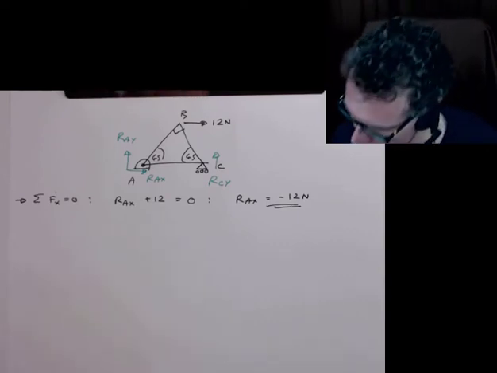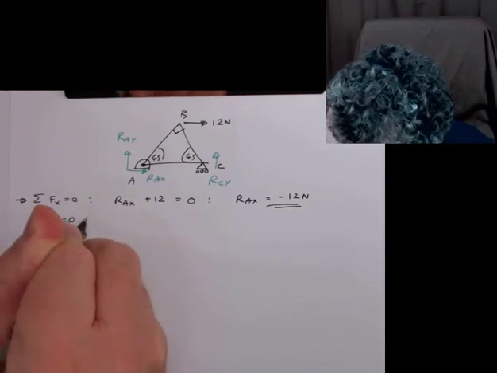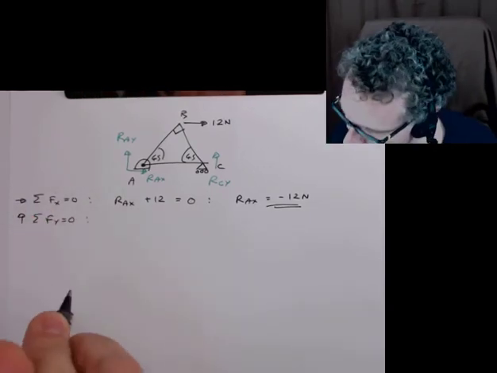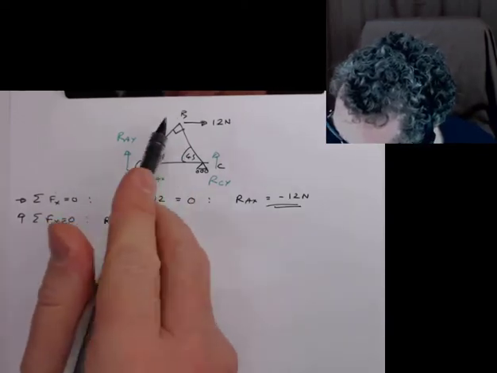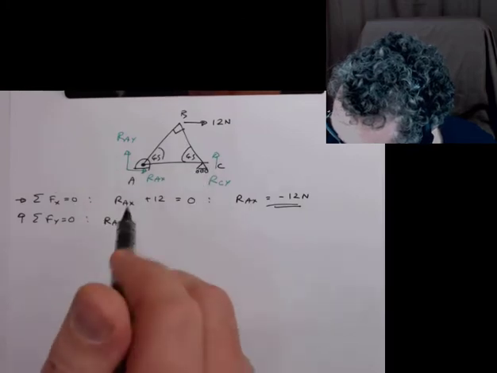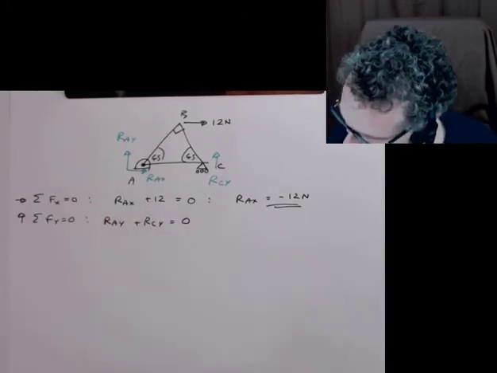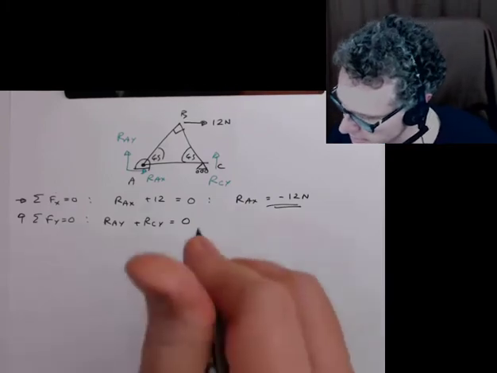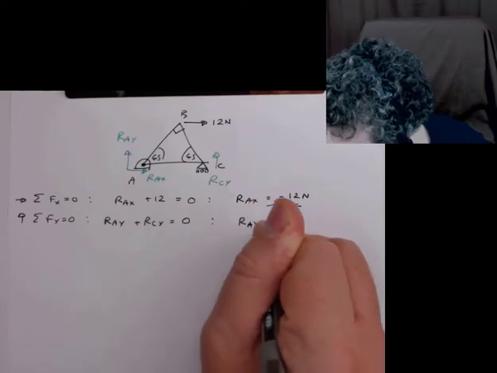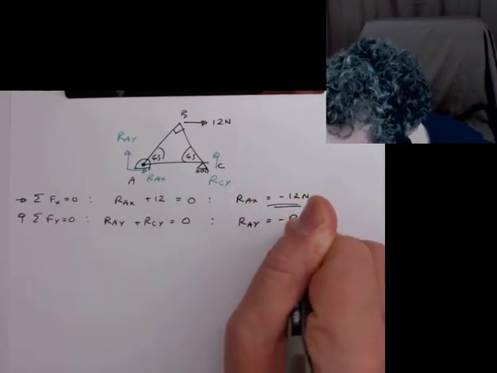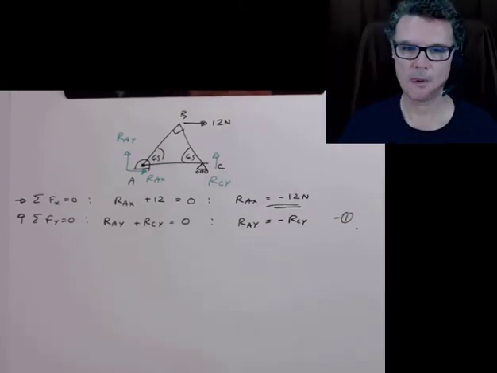What about the forces now going in the y direction? So they will go upwards. So I've got an RAY going upwards. I can't see any force going there. And then we've got an RCY going upwards. But there's no other forces there, so therefore we've just got an equation: RAY equals minus RCY. And that's my equation 1.